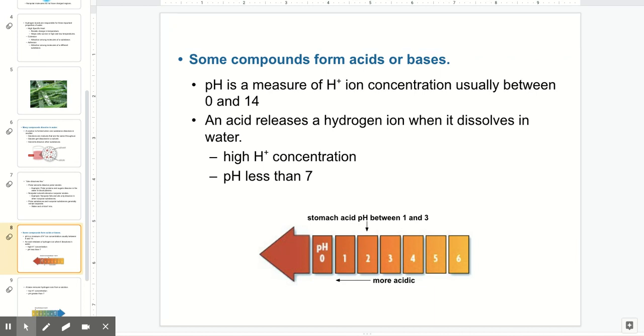Anything with a pH less than 7 is acidic. We are talking about straight up things like stomach acids, things that have the word acid in them or are very acidic. Those would be considered to have a very low pH, a pH less than 7, and those substances have a large amount of hydrogen ions, or a high hydrogen ion concentration.